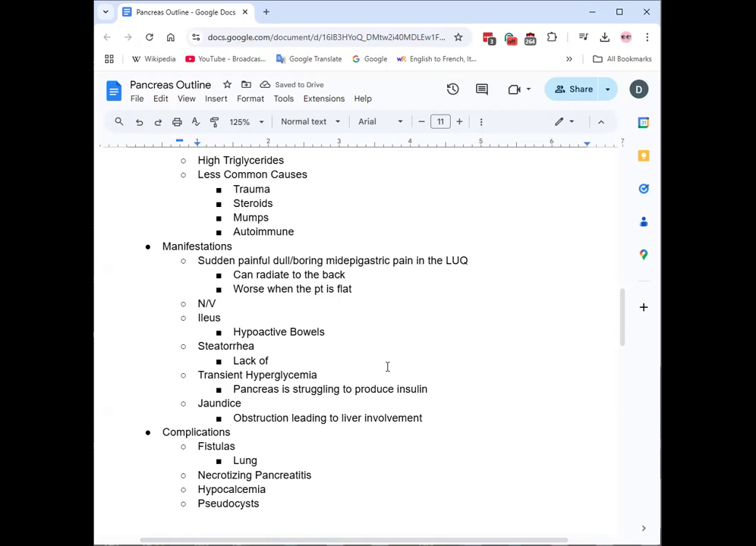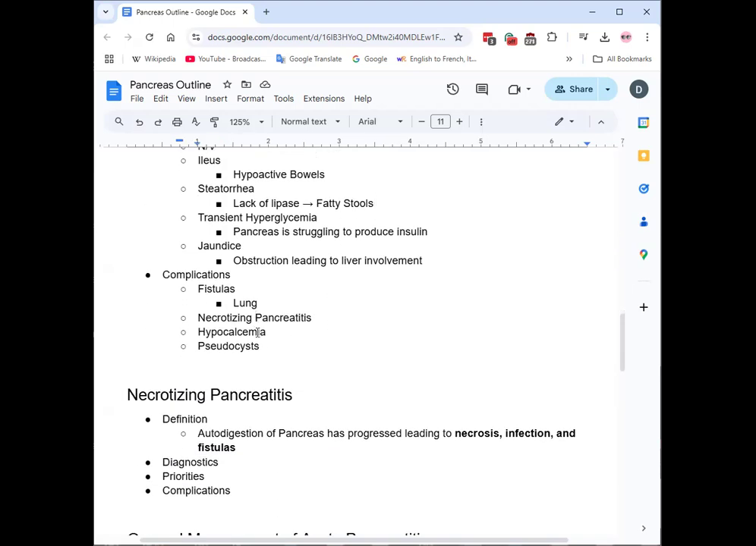All right, so from this, that's pretty much the idea. The main thing you'll notice with these people would be that epigastric left upper quadrant pain, because that's where the pancreas is, and it can radiate to the back. They'll have nausea, vomiting, so we're going to want to rest the bowels. That's going to be one of your main things. You're going to have hypoactive bowels. Oh, sorry, and the lack of lipase leading to fatty stools. Anything else that we can include for this? Otherwise, a lot of it's going to be focused on complications.